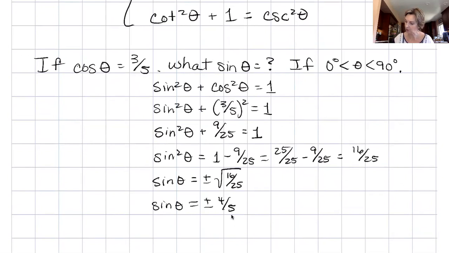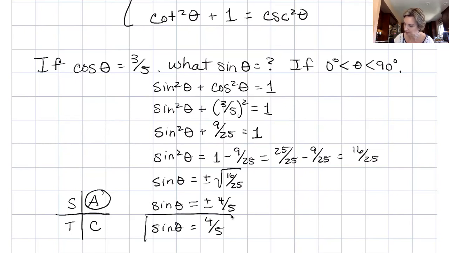So to decide which one, you're going to use that information it gave you that the angle is between 0 and 90 degrees. So it's in quadrant 1. And remember our rule, all students take calculus, that tells you which quadrant has which positive trig functions. So in quadrant 1, which is where we are, all trig functions are positive, including sine. So that means our answer is going to be the positive version, positive 4/5, and you have your answer. Okay, so that's an example of using one of your Pythagorean identities to solve for something.